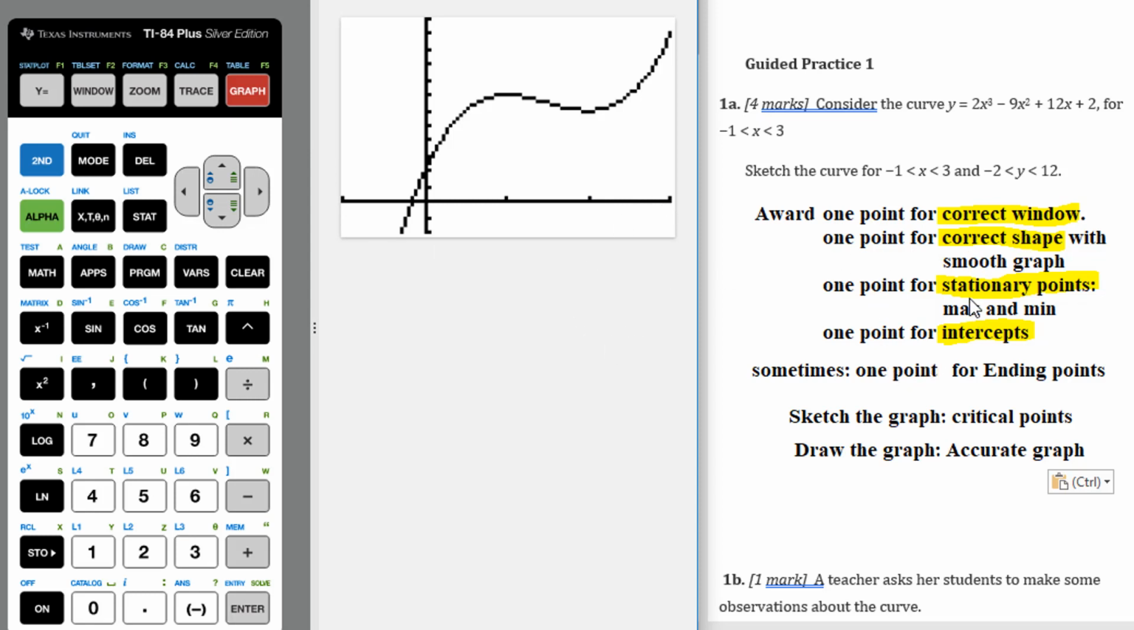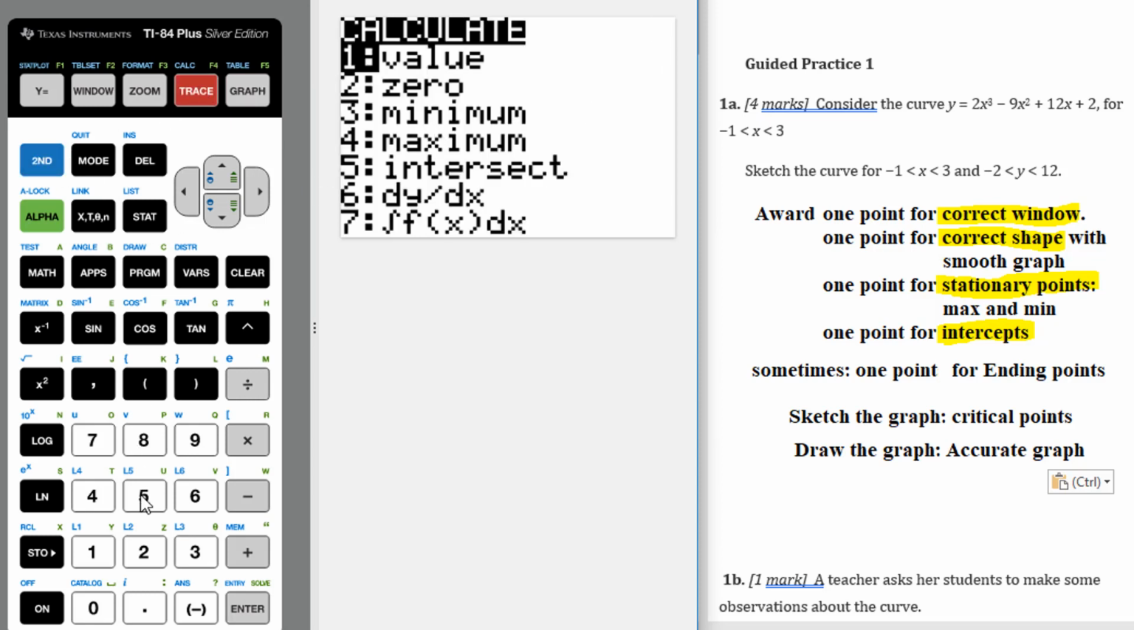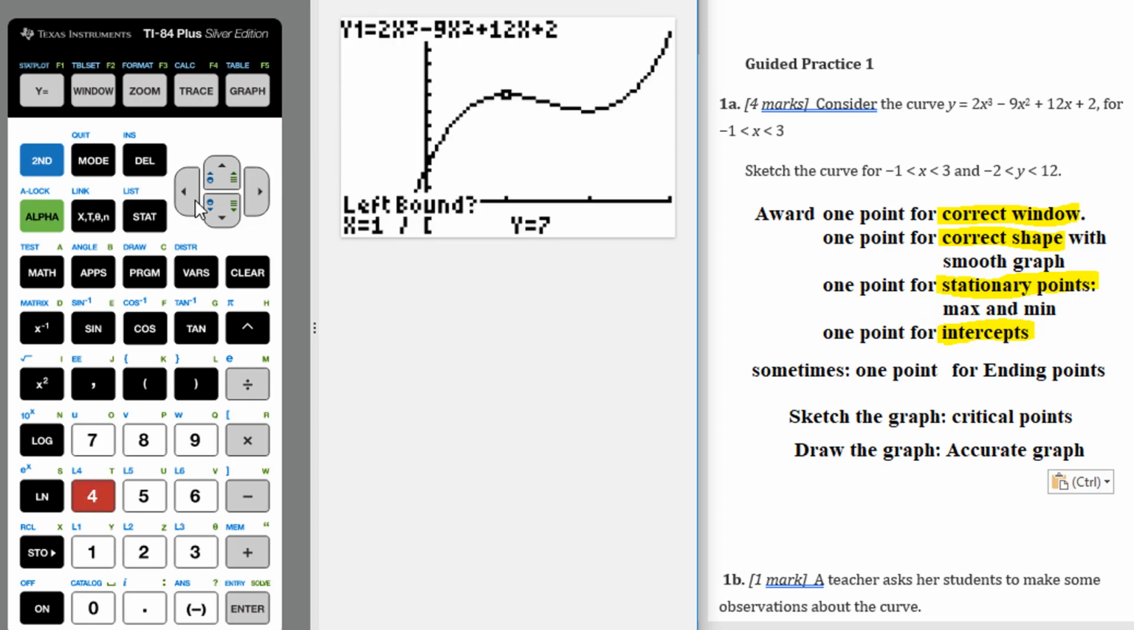And we are looking for the stationary points, meaning maximum or minimum points. So we have a maximum here, minimum here. We go to second trace. First of all, we go to maximum. So move to the left. We need a left bound. Enter. Then go to right bound. Enter. Enter. The x equals 0.999. Whenever we have more than 3 nines, that means it's an integer. So basically it's 1, 7.